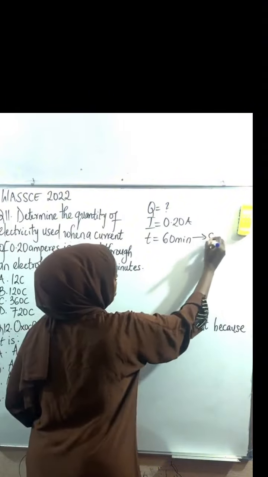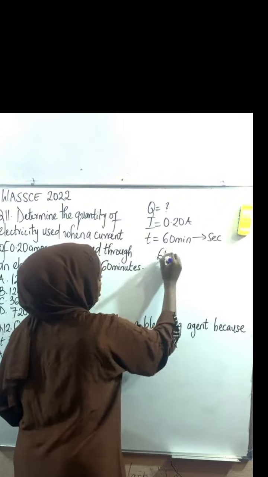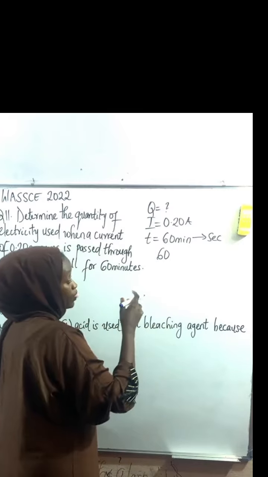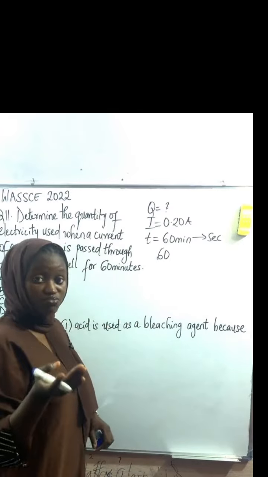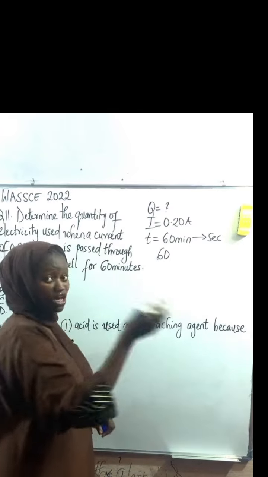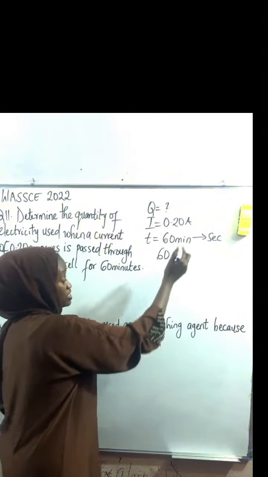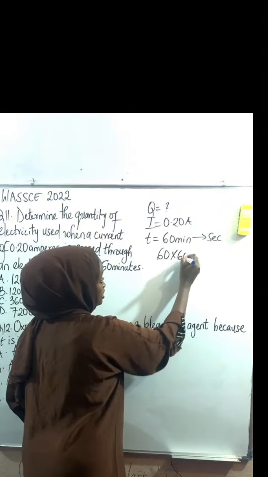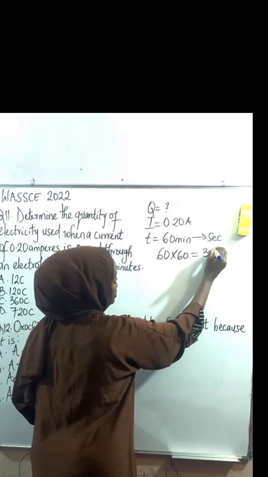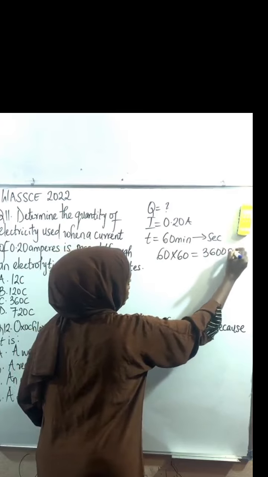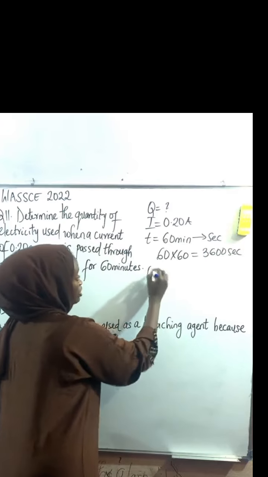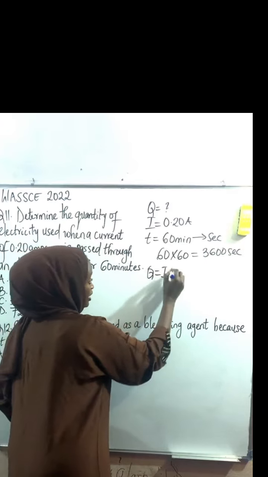So converting 60 minutes to seconds, 60 seconds makes 1 minute, right? So 60 minutes is 1 hour. So for us to convert minutes to seconds is going to be 60 times 60, and this is going to be 3,600 seconds, okay? So we are going to use the formula Q is equal to IT.